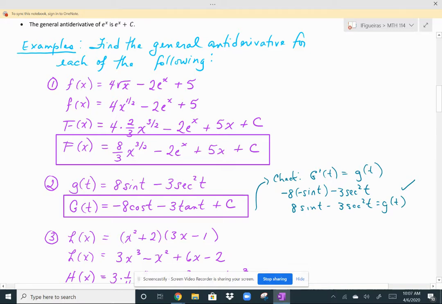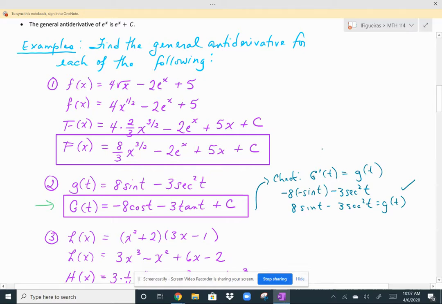So since I'm using different notation, we're going to call our antiderivative capital G of t. So the antiderivative of sine is negative cosine. So I get negative 8 cosine of t. The antiderivative of secant squared is tangent, so I get minus 3 tangent of t plus c.